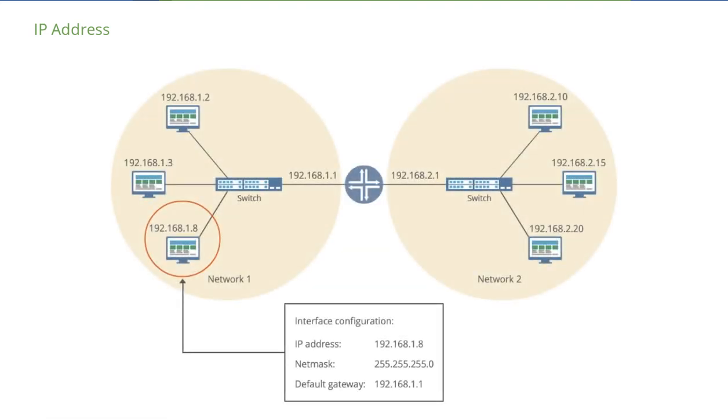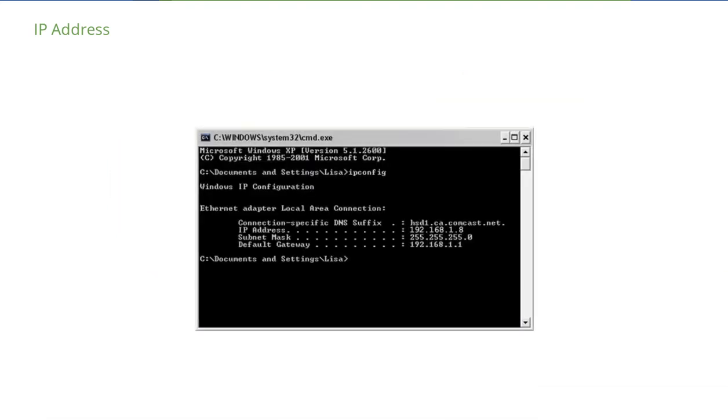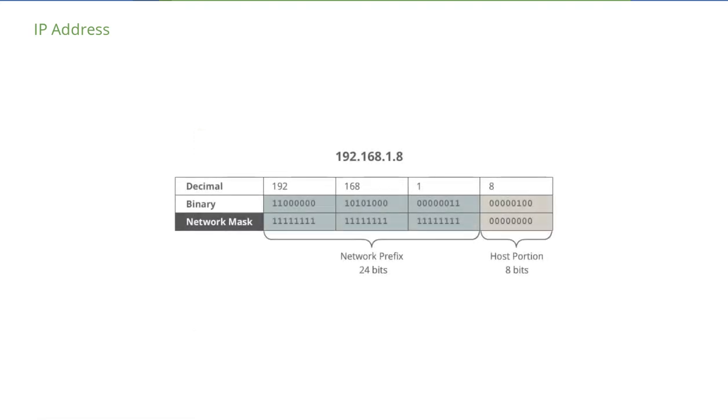Network administrators assign a network mask to each interface on each device, just like they do IP addresses and default gateways. If you launch a command prompt on your PC and type ipconfig, you'll see the mask configured for your computer. The IP address and network mask together identify which bits are used for the network prefix and which bits are used for the host portion.